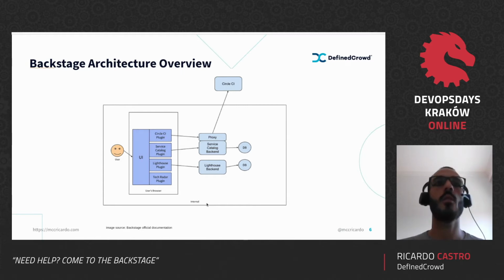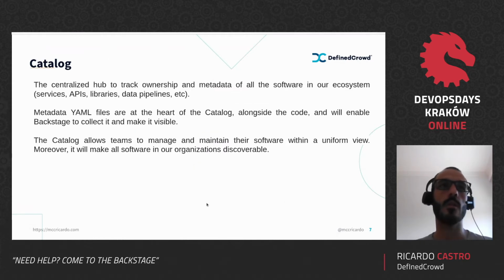So now we have an overview of its architecture, we're going to start to see some of its components. The first component that we're going to see is the catalog. The idea for the catalog is to be the centralized hub to track ownership and metadata of all software in our ecosystem. What this means is that it will be a catalog of everything that we have in terms of software in our companies, meaning that it can be data pipelines, documentation projects, APIs, libraries, services, whatever we want, it will be available on a catalog.